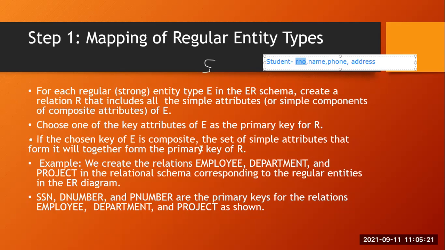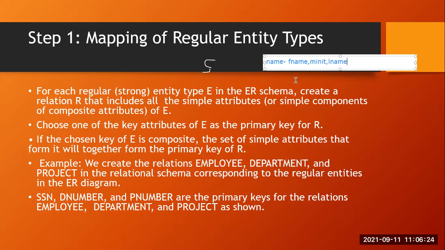Then, if the chosen key of E is composite, what are composite attributes here? For this address, we can make it a composite attribute. A composite attribute is one that we classify again into parts. Address can be classified as street number, city, state, right? The way you have seen in the ER diagram previously for the complete database, name is a composite attribute: F name, which is the first name, then a middle initial, and after that the last name. So if the chosen key of E is composite, if suppose name is going to become the primary key, the set of simple attributes will together form the primary key of R.